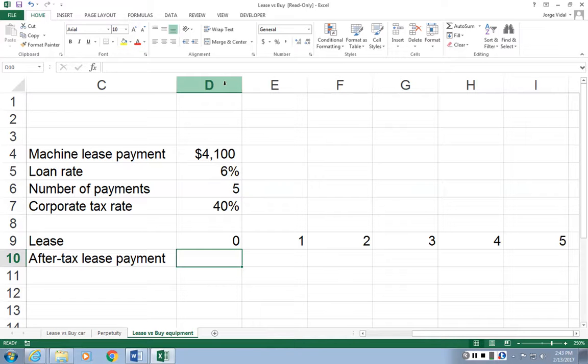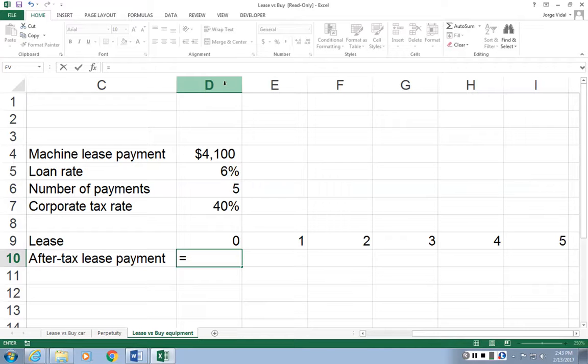So we have to calculate the after-tax lease payment. Why after-tax? It's a company, so they can write it off or deduct this from the taxes. And the payments happen at the beginning, so we're going to begin today, year 0. How do you find the after-tax lease payment?